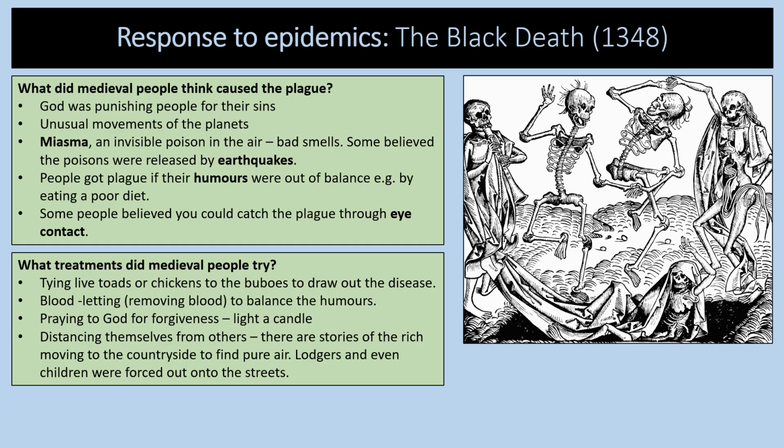Tying live toads or chickens to the buboes to draw out the disease, bloodletting, removing blood to balance the humours, praying to God for forgiveness, such as lighting a candle, or distancing themselves from others. There are stories of the rich moving to the countryside to find pure air. Lodgers and even children were forced out onto the streets.